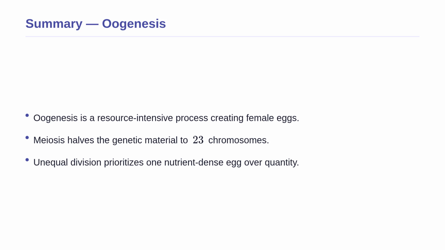Finally, through unequal cell division, the body prioritizes quality over quantity, producing one massive, nutrient-dense egg and several disposable polar bodies. You now have a solid understanding of this biological marvel and how human life begins. Great job!